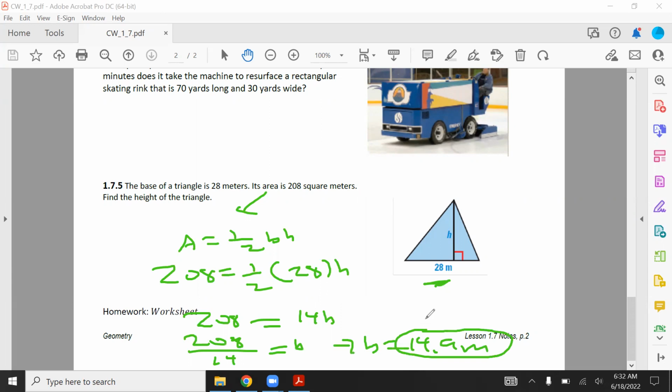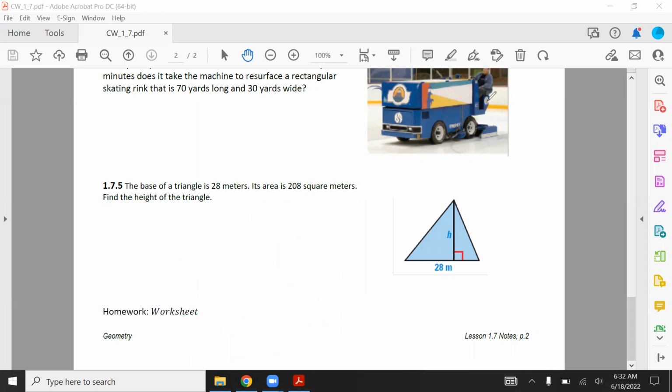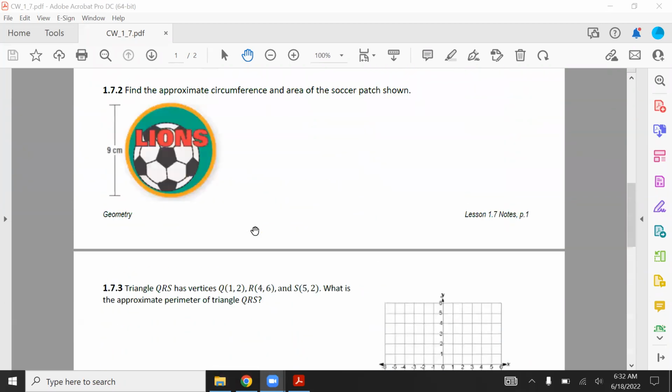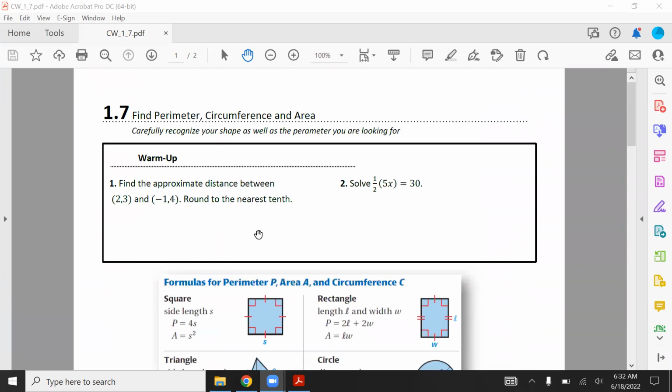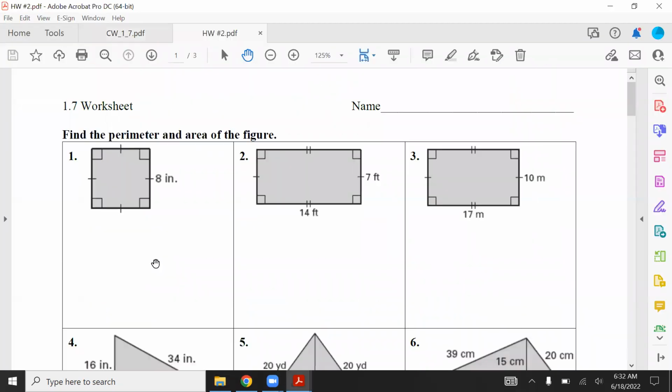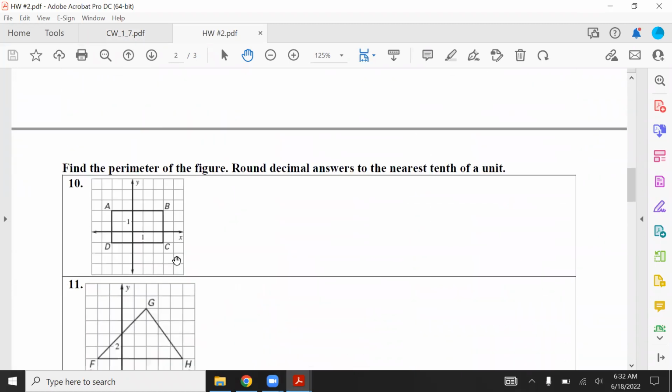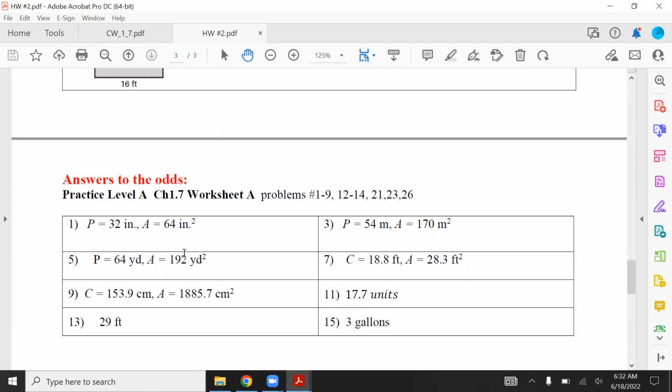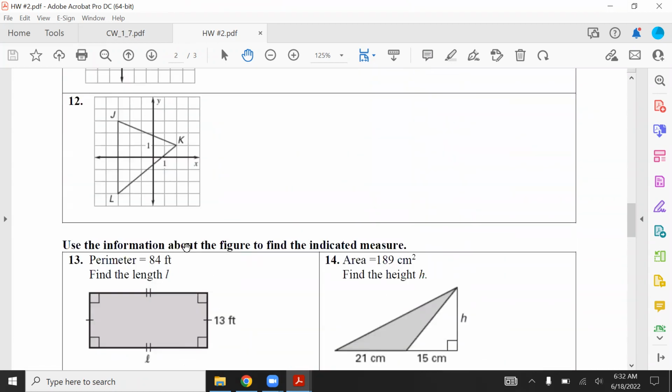So hopefully you guys learned something about area and you'll feel more comfortable doing the homework. Remember the homework, in addition to watching this video, and I will ask you to upload your notes as well, just to make sure that you did it. But the homework is right here. It's just more practice with perimeter and area. And I think the odd answers are provided. Yeah, 1, 3, 5, 7, 9, 11, 13, 15. But the evens are not.